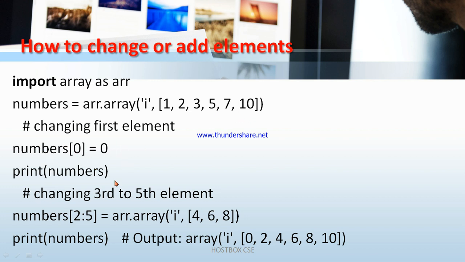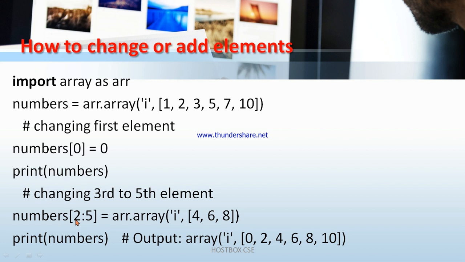Now I want to change the first element. So I can give numbers of 0 is equal to 0. So the 1 will be replaced by 0 now. And print numbers. It will print the replaced elements, 0 comma 2 comma 3 and so on.